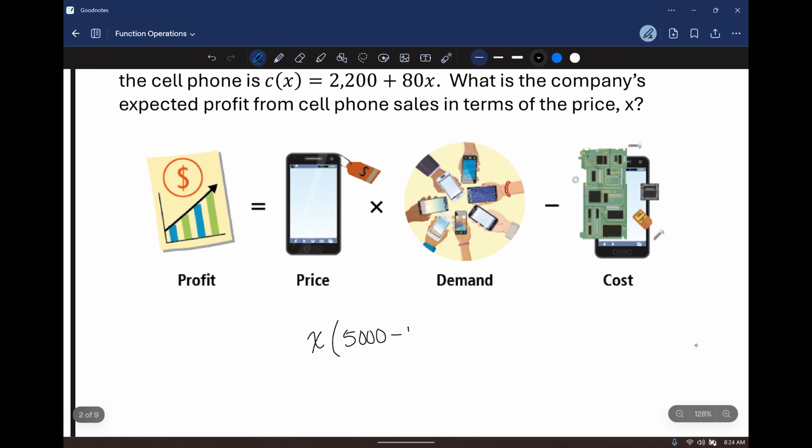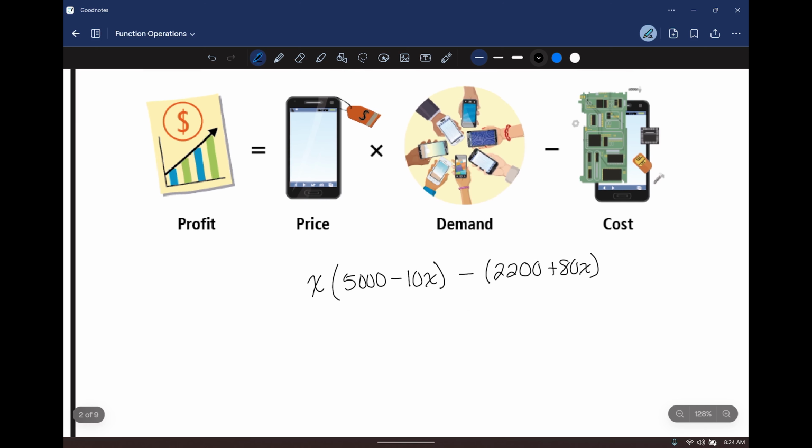5,000 minus 10x, minus the cost, is also 2 terms, so you need a parenthesis. 2,200 plus 80x, and now you just have to simplify. So I'm going to distribute this x. That gives me 5,000x. And then x times negative 10 would be negative 10x squared. Then I have to distribute this negative, so negative 2,200 minus 80x.